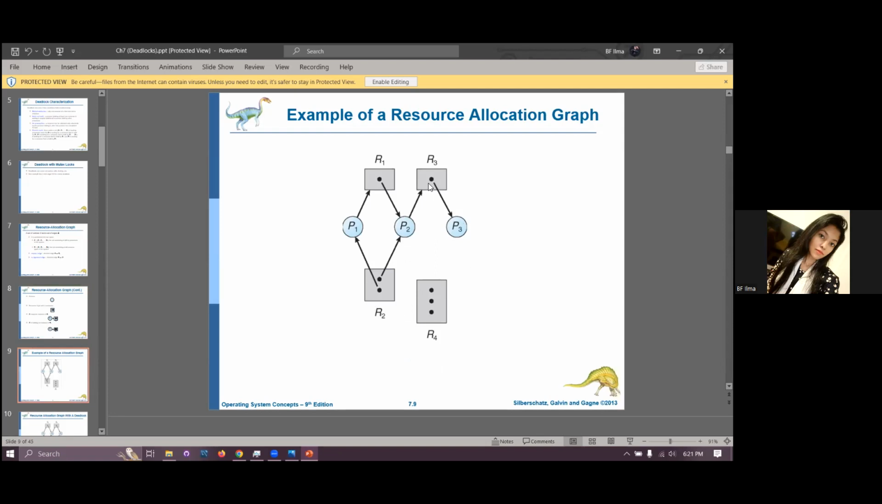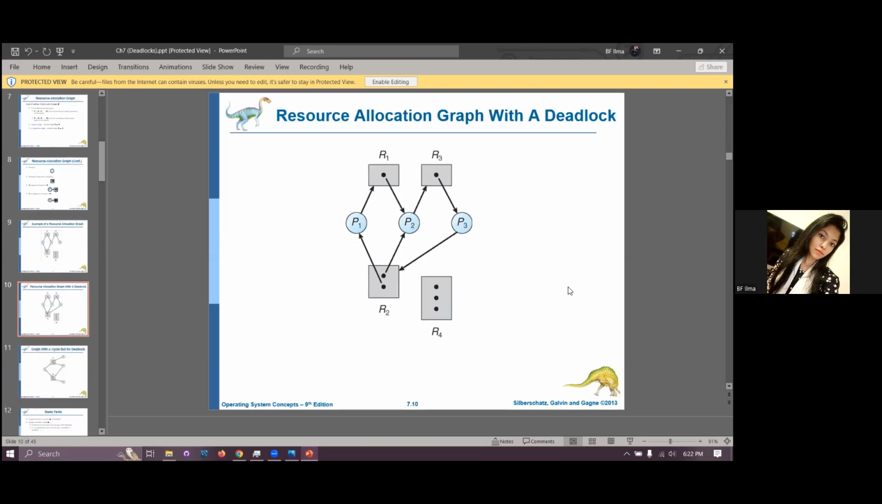This is an example of a resource allocation graph. P3 is holding R3, however, P2 needs R3. P2 is holding R1 and an instance of R2. However, P1 needs R1 and is holding an instance of R2 as well, and no one is using R4. When you look at this graph, you may assume that if there are cycles here, then we can easily say there's a deadlock. Correct to some extent. However, this is a graph with a deadlock.